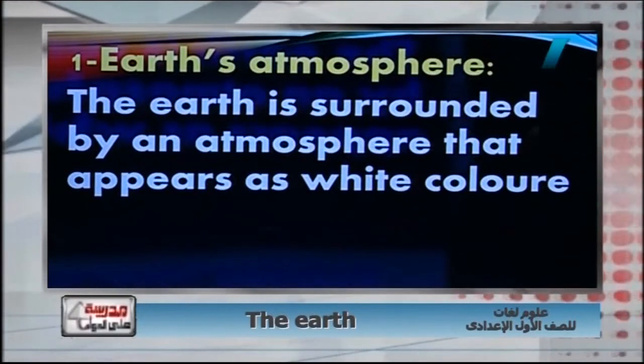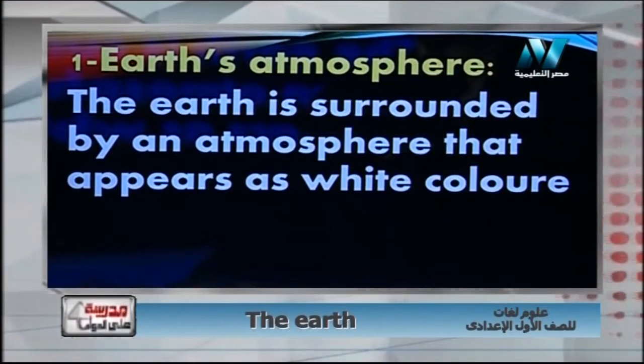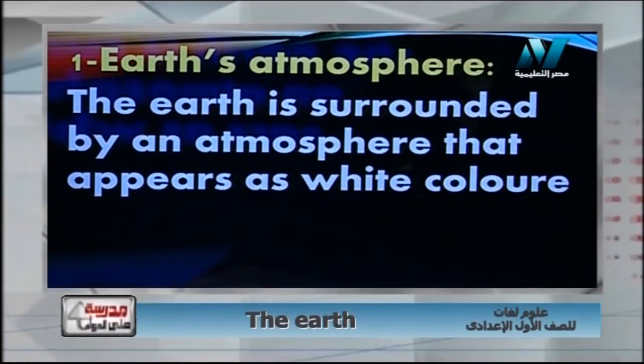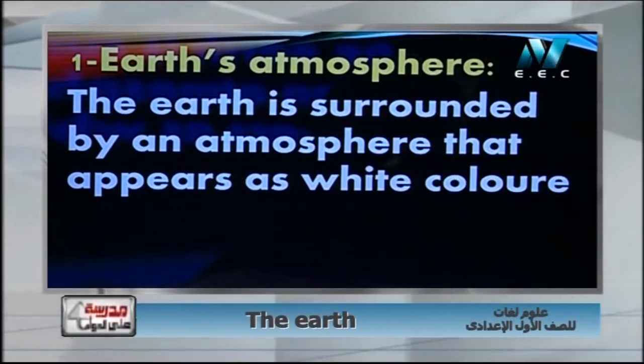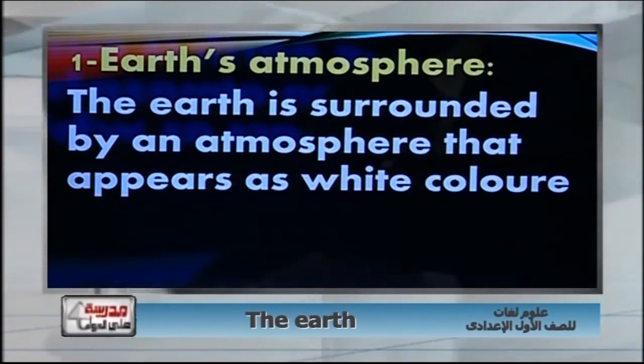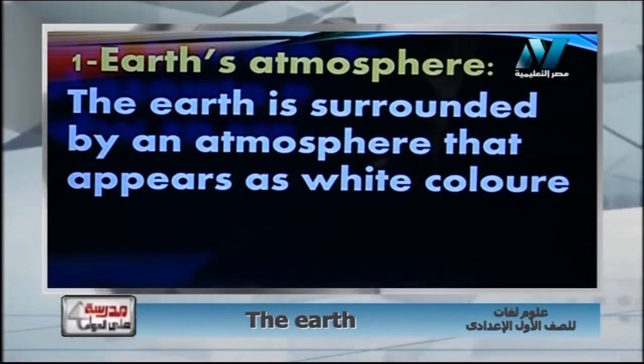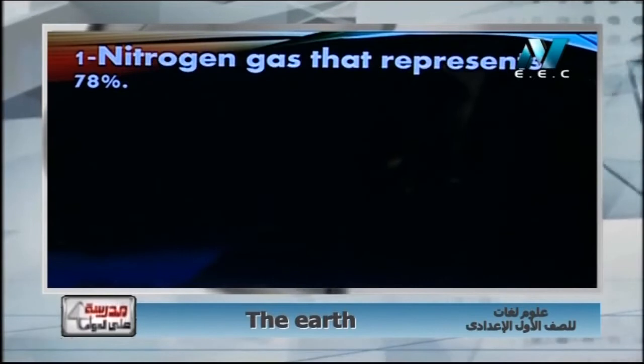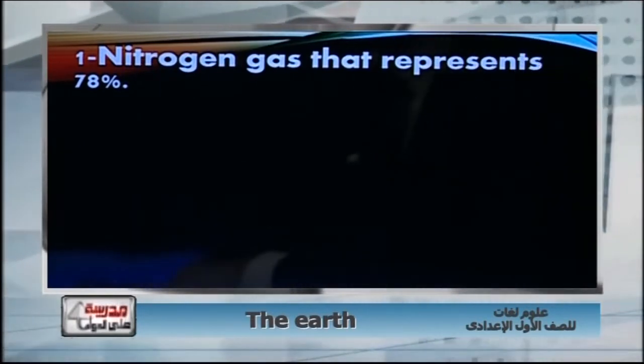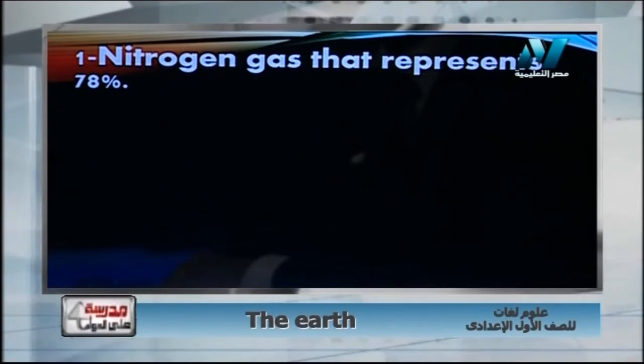Earth's atmosphere. The Earth is surrounded by an atmosphere that appears white, in the photo that is captured from the moon. And this atmosphere contains some gases, as we studied before. It contains nitrogen, carbon dioxide gas, helium, hydrogen, and water vapor, and some other gases. As we studied before, nitrogen, what does it represent?